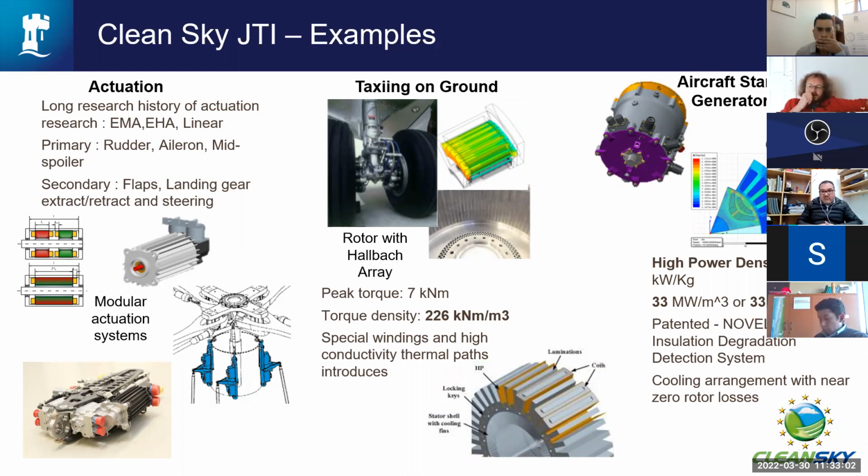And the third example there is looking at a generator. When you're on an aeroplane, you have lighting, you have avionics. We're trying to make a lot more of the systems electrical. So we looked at how you design a generator to make it as small and light as possible.